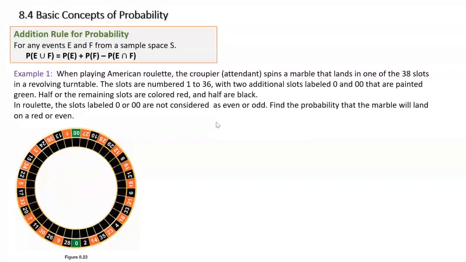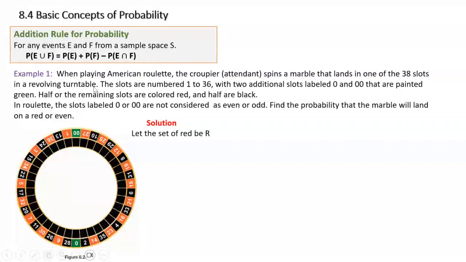Okay, now let's do this. This is also for an example. Okay, it says example 1. Here we're going to be doing the basic concepts of probabilities, the addition rule of probabilities. For any event E and F from a sample space S, the probability of E or F is equal to the probability of E plus the probability of F minus the probability of E intersect F.